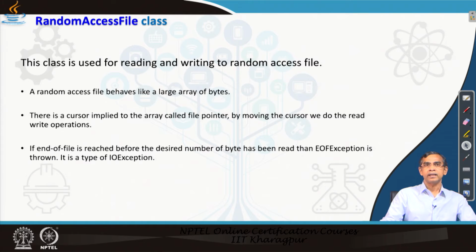In contrast, in the case of a random access file, you can open a file in both read and write mode. Both read and write operations can be carried out simultaneously, and if the end of file occurs, a random access file will just throw an IOException.